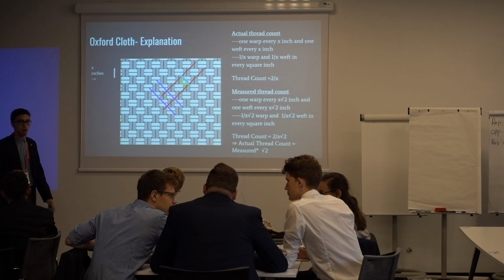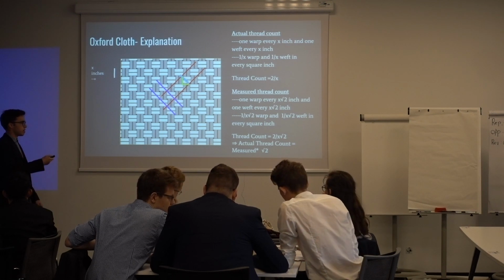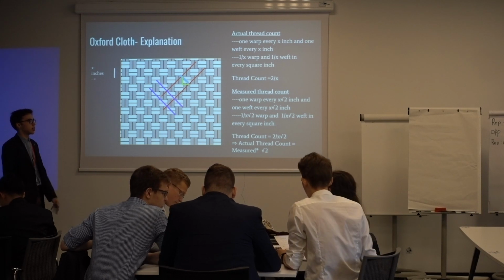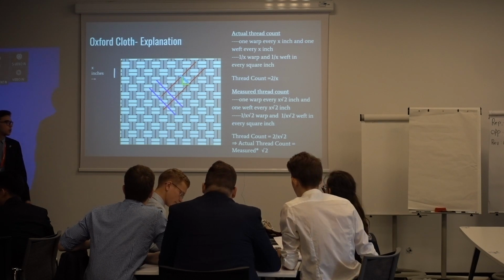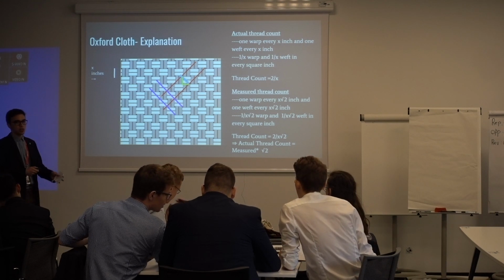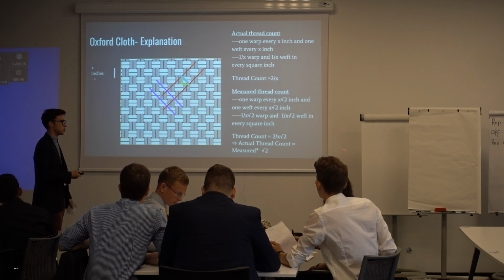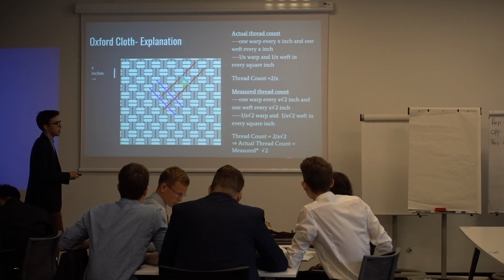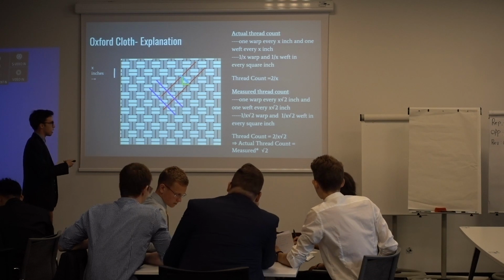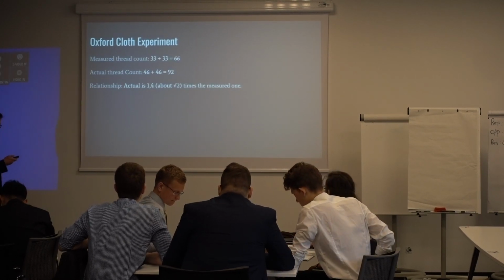So we have 1 weft every x times square root of 2 inch, and 1 weft again every x times square root of 2 inch. So the total is 2/(x times square root of 2) per inch. And it indeed gives us this geometrical approach. This gives us the thing that we found out here, so that the relationship is about the square root of 2.